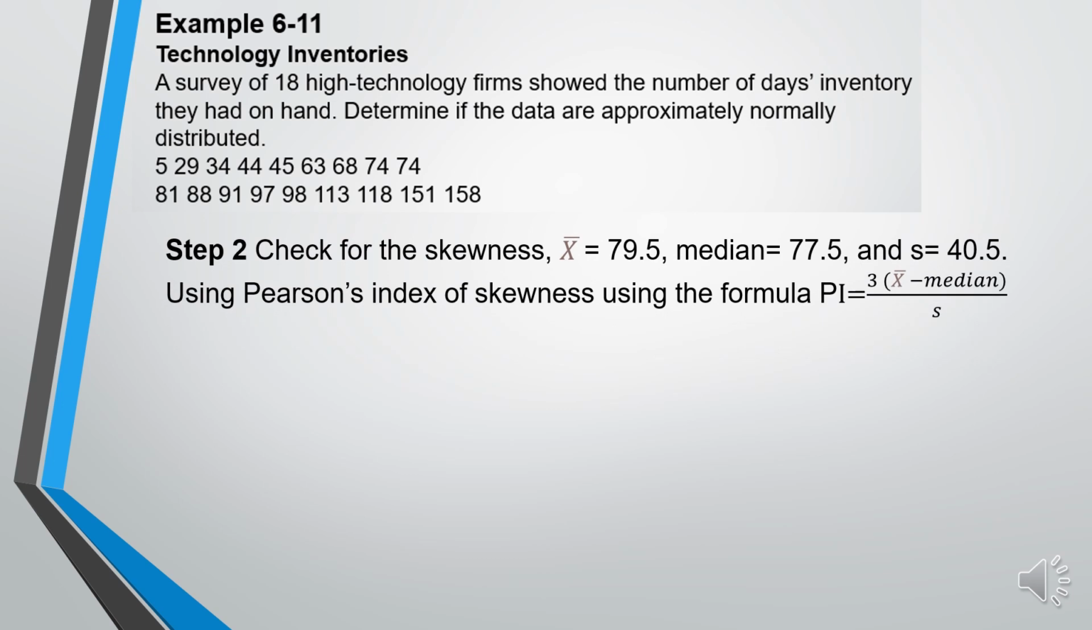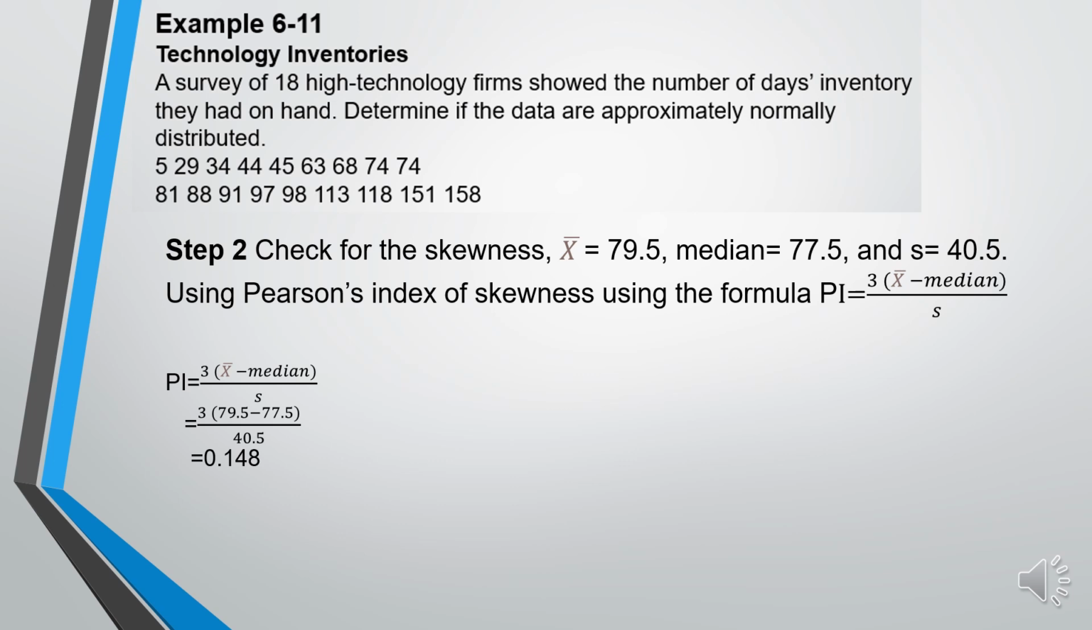Step 2. Check for the skewness. X bar is equal to 79.5. The median is equal to 77.5. And the standard deviation is equal to 40.5. Using Pearson's index of skewness, the formula is PI is equal to 3 times the X bar minus median, all over the standard deviation. By using this formula, we can now substitute the given values.